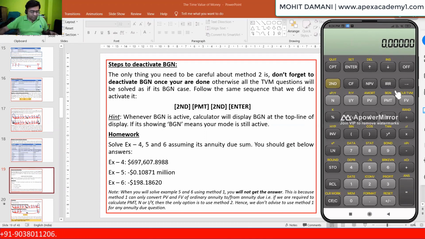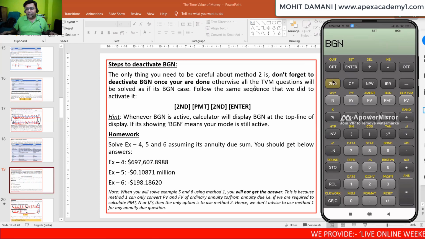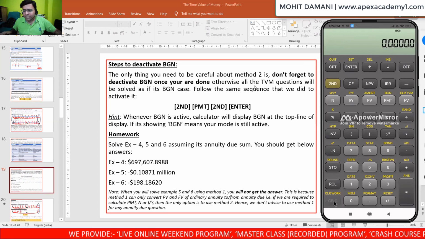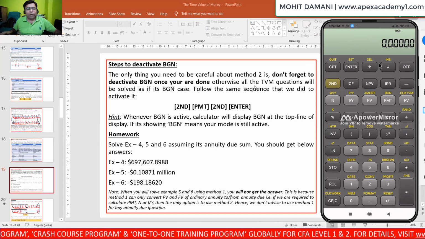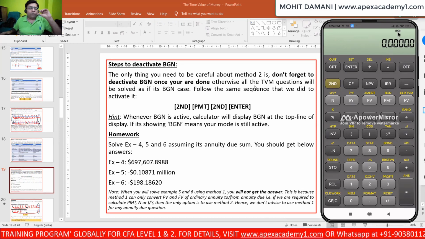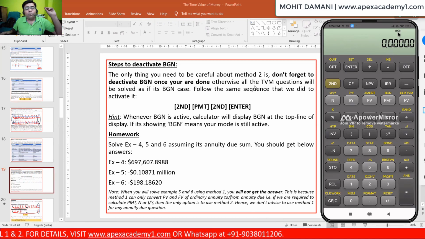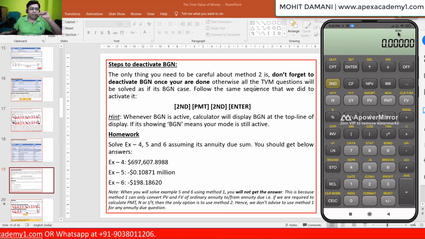Above PMT you can see BGN, so we will have to press second PMT, second enter, and see the BGN word is now activated. When you press C by C, you still see the BGN word highlighted over here. It's activated. And this is the checkpoint. Suppose one fine day you activated BGN and forgot to deactivate it, your calculations will be incorrect. In exam, if you activate BGN, don't forget to deactivate it.